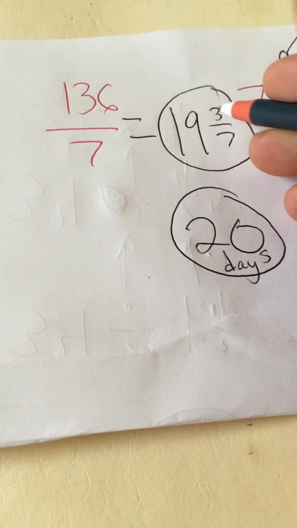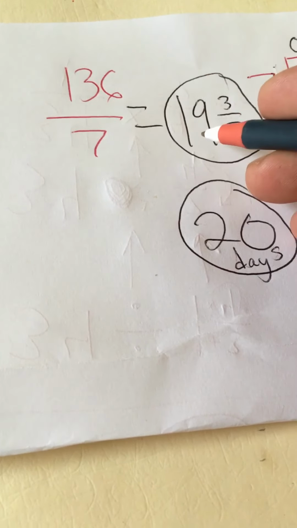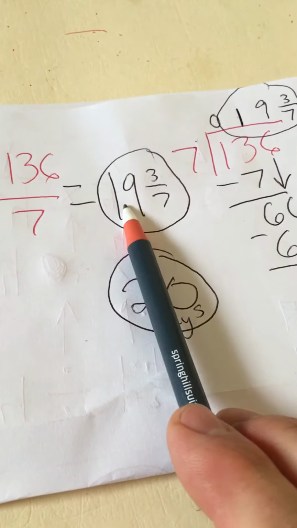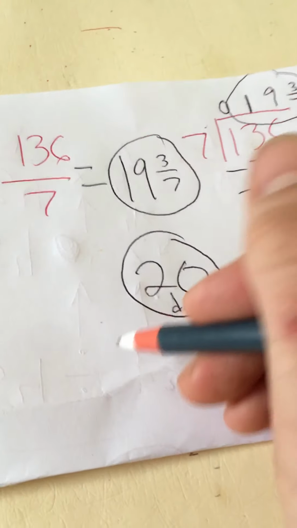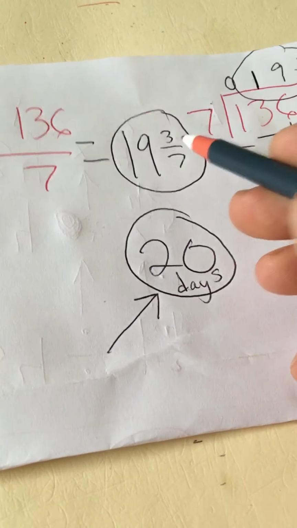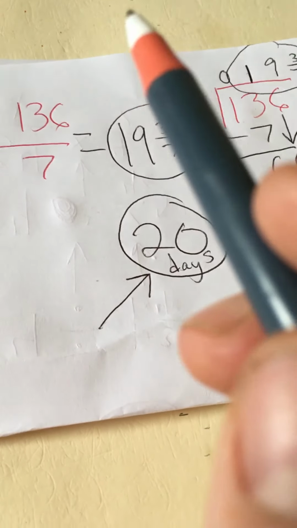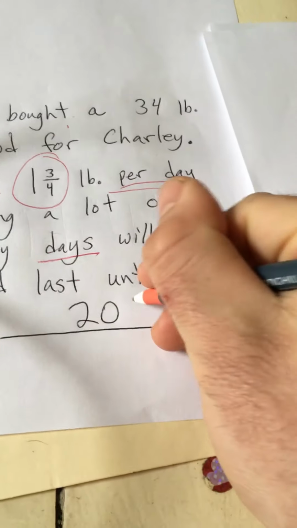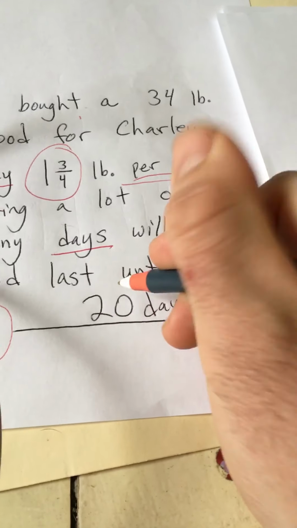I said that a little wrong a minute ago. I said it was a fraction of a pound. It's 19 days and then a fraction of the next day. So how many days until it's completely gone? It's not just 19. It's actually the 20th day before that last bit is gone. Okay? So the answer to this problem is 20 days.